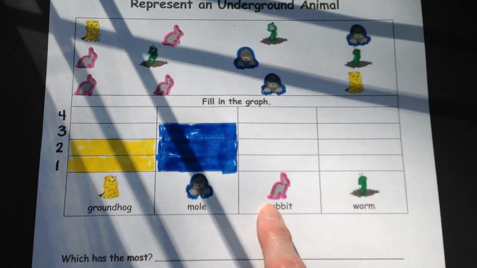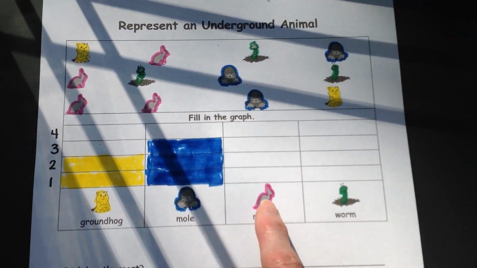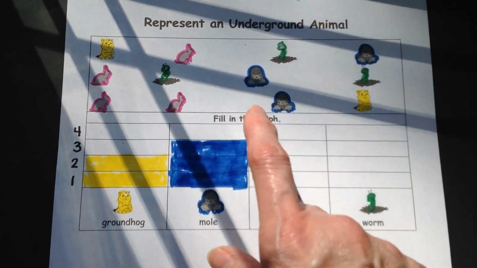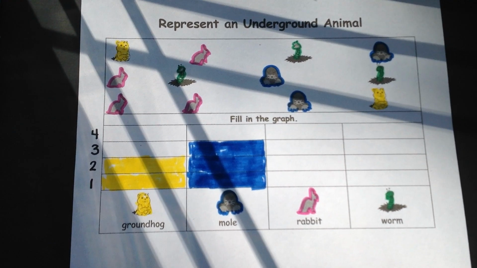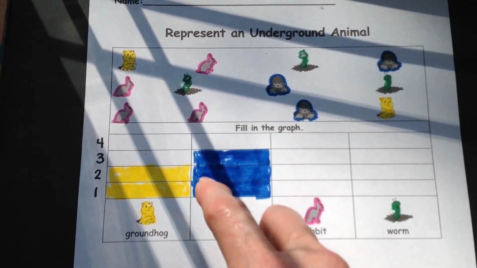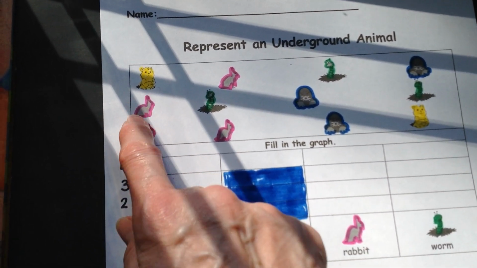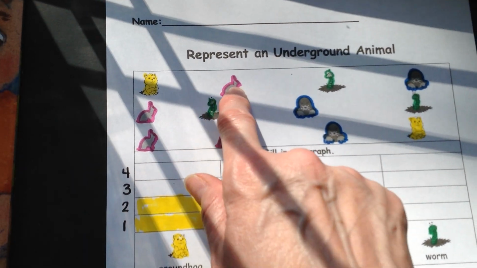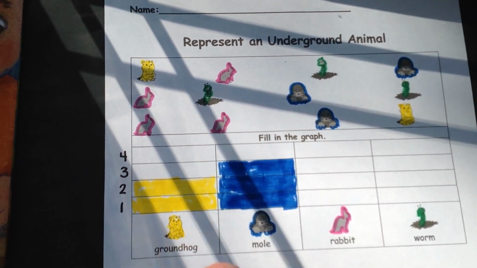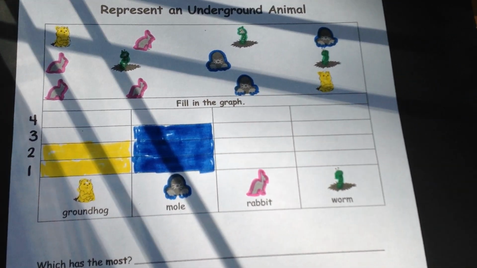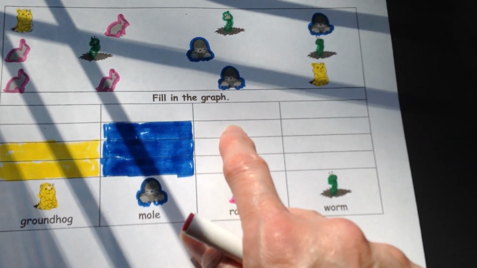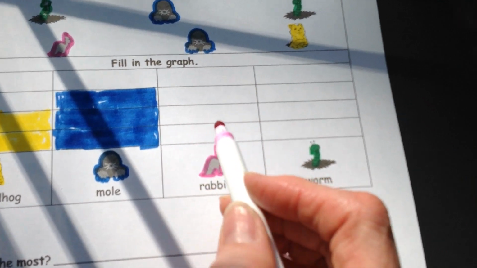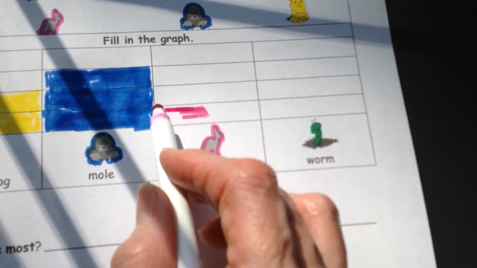All right, let's go to our friend rabbit. I made the rabbit pink. So let's take a look up in the box for our pink rabbits. Let's go ahead and count them up. 1, 2, 3, 4. We have 4 rabbits. So we're going to color 4 boxes. 1, 2, 3, 4. All right, we start at the bottom.